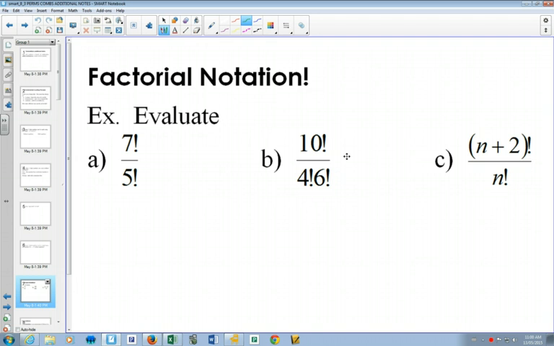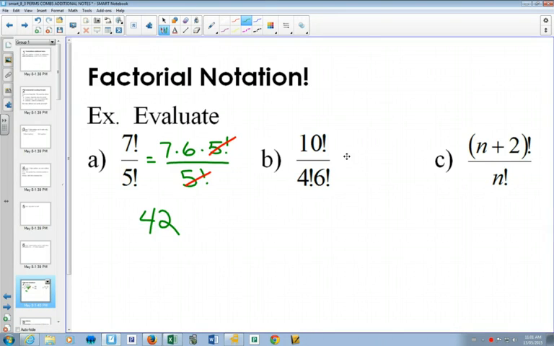So what we can do is start expanding the bigger one, but once we get to 5, instead of writing 4 times 3 times 2 times 1, we can just stop there and say 5 factorial, because we notice that's also on the bottom. And then those would simplify, and you're left with just 7 times 6, which is 42.